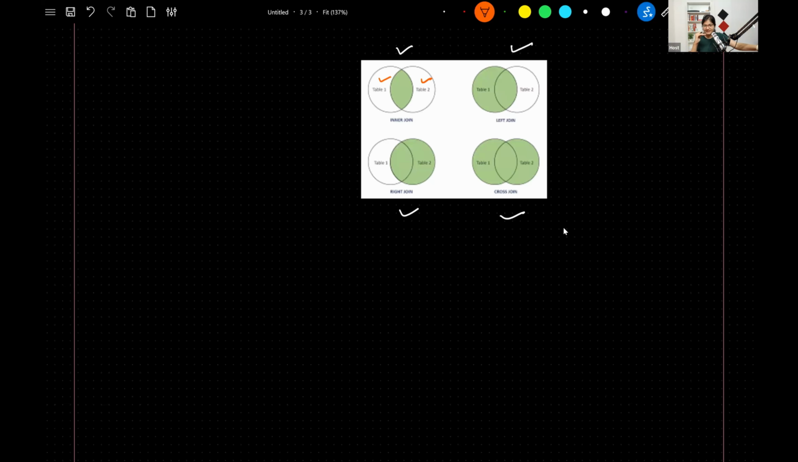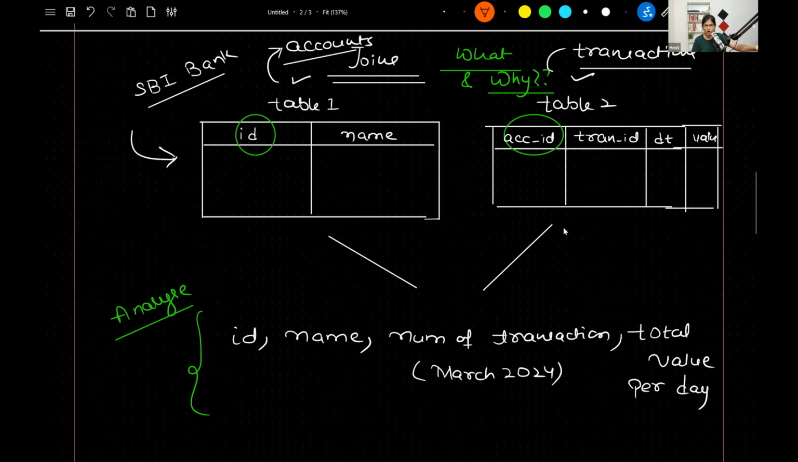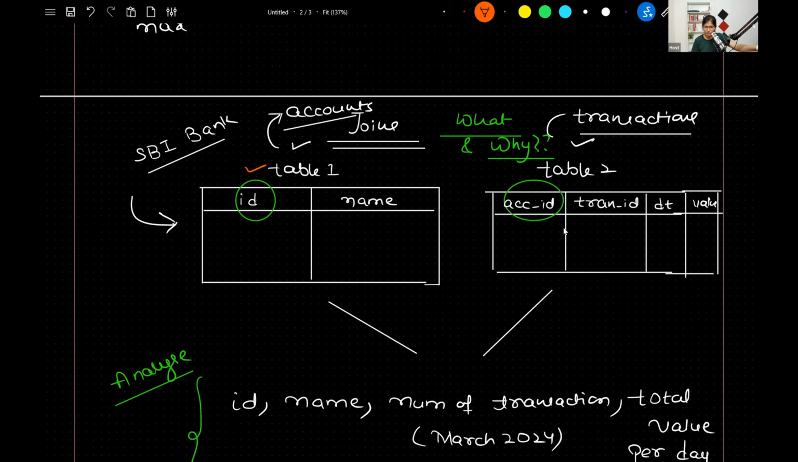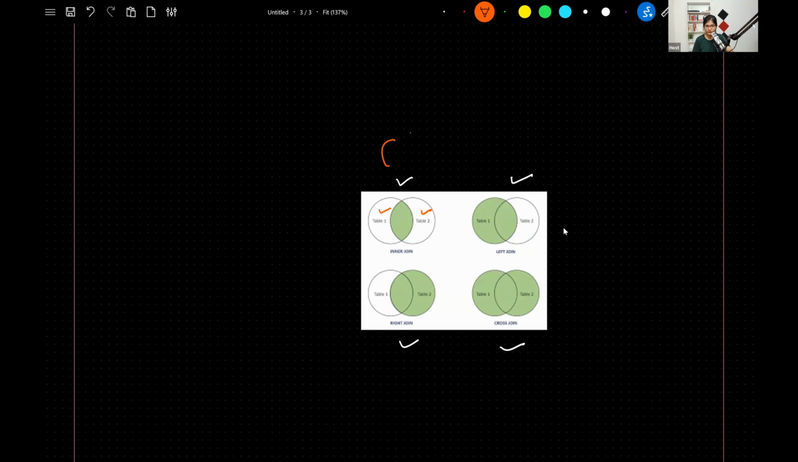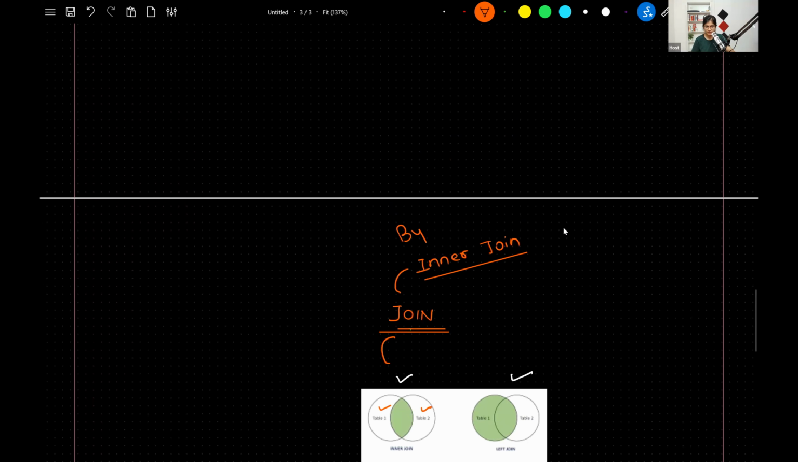I'm explaining that point. You're looking forward to find the common values. For example, in the above case, IDs are common, right? So wherever there is a match with respect to this ID and the account underscore ID, only print me those results. That's it. So that is where we will always go for inner join. By default, whenever in a query you write just join, it will by default refer to the inner join only internally.